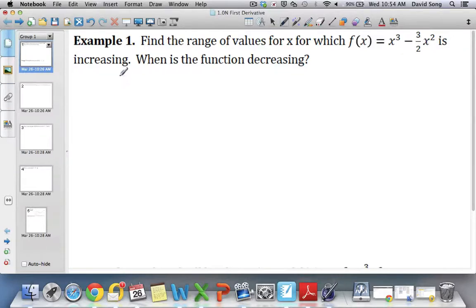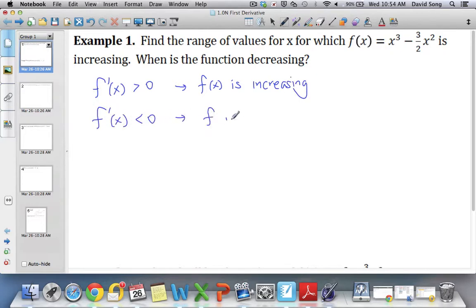Okay, day one of application of derivatives. Let's look at this example. We have f of x is equal to x cubed minus 3 over 2 x squared. And when is it increasing or decreasing? So we know that when the first derivative is positive, the function is increasing, and when the first derivative is negative, the function is decreasing. So if f prime of x is positive, that means f is increasing. And when f prime of x is negative, f is decreasing.